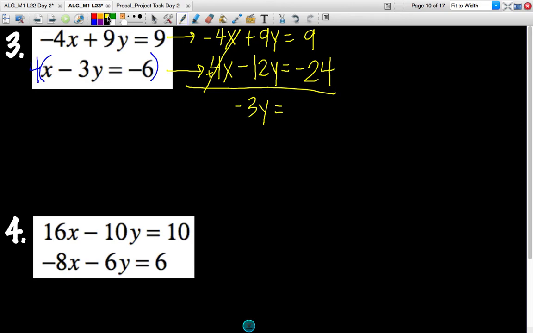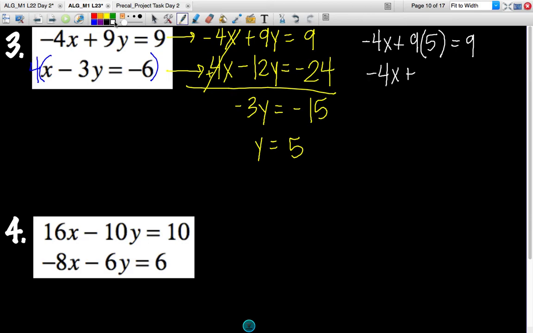And 9 minus 24 is negative 15. Divide by negative 3 on both sides, y equals 5. Just like every other method, I got to plug in this value to find the other missing value. Negative 4x plus 9 times my y, I just found y, equals 9. Negative 4x plus 45 equals 9.